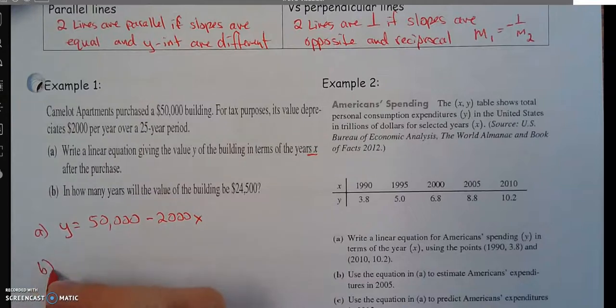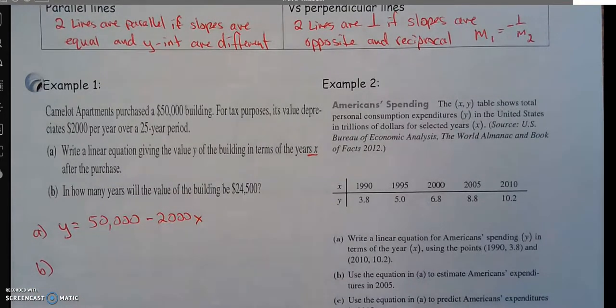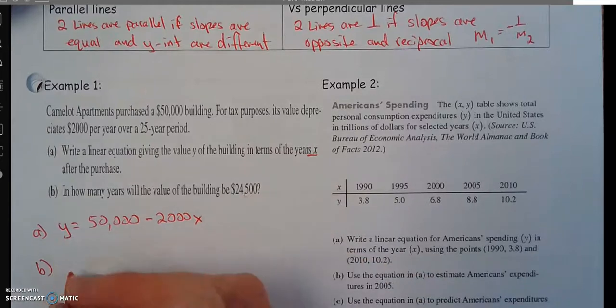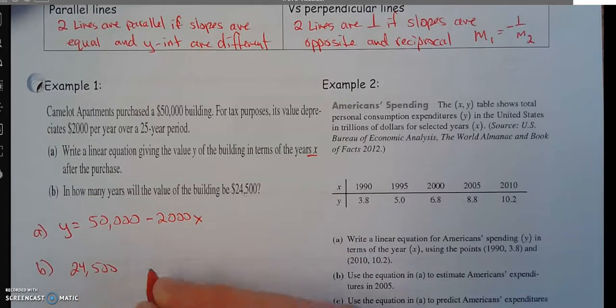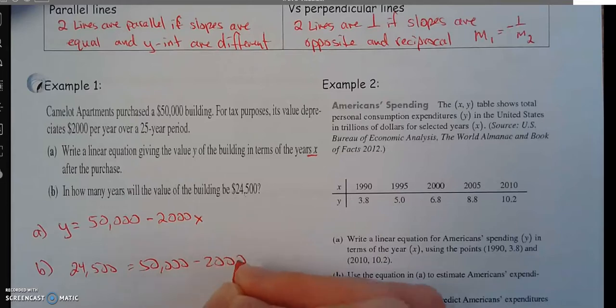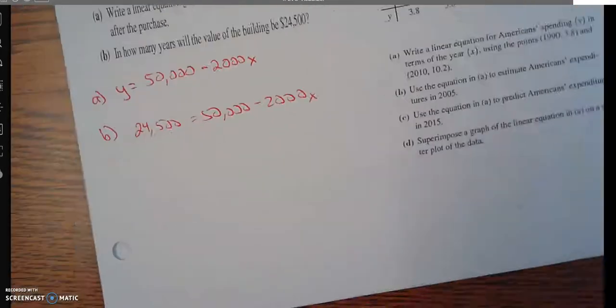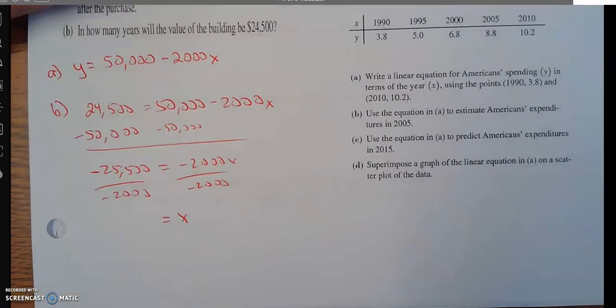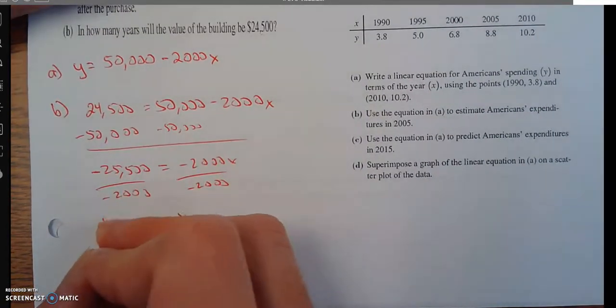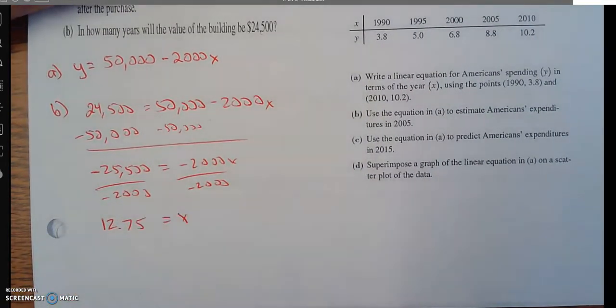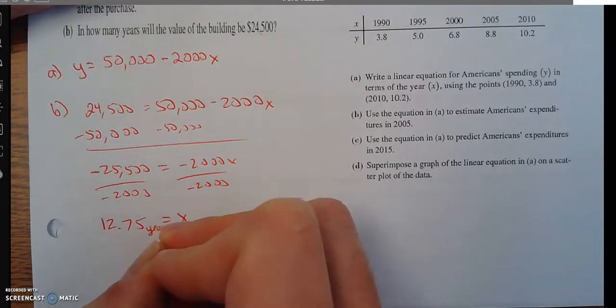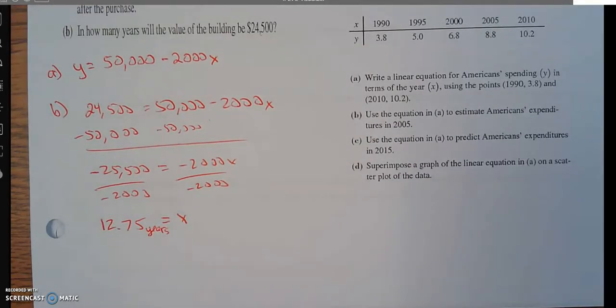And then part B says, in how many years will the value of the building be $24,500? So I plug that in for y. So 24,500 equals 50,000 minus 2,000x. And I'm going to screw this up, so I'm going to pause and do the work. And so in the end, when you divide this, you get 12.75 years. Okay, so after 12.75 years, this would have a value of 24,500.